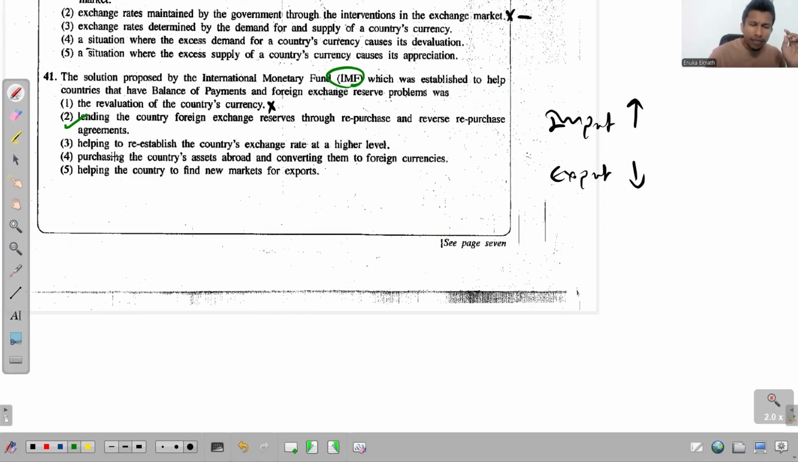Fourth one, then again this will happen, right? The fourth one, purchasing the country's assets abroad and converting them to foreign currencies.